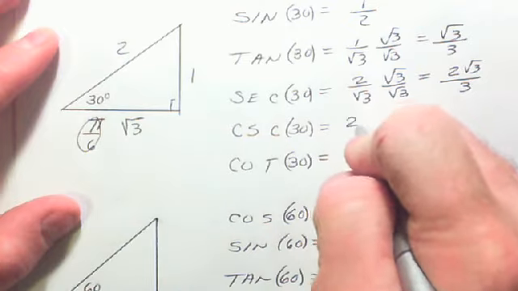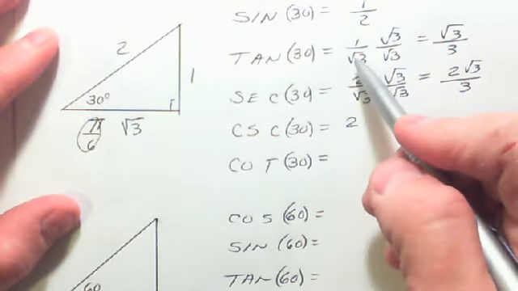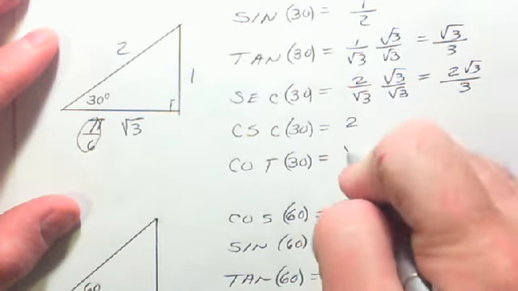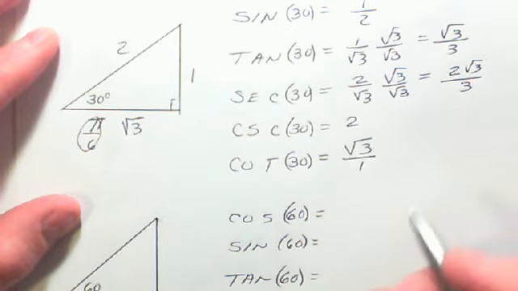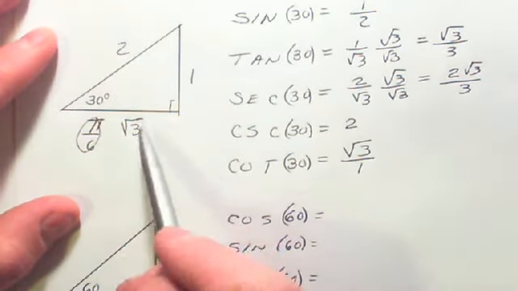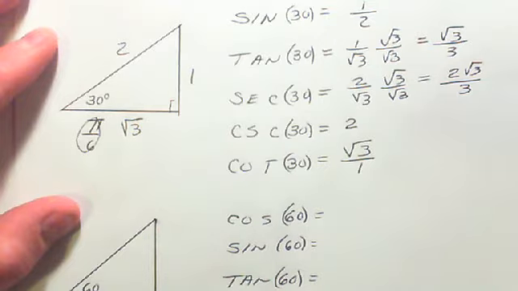So the cosecant is going to equal 2. And the cotangent is the same as the tangent, except you flip it: square root of 3 over 1. Alright, so those you can derive real easy. And all you have to remember are the 3 sides of the 30 degree.